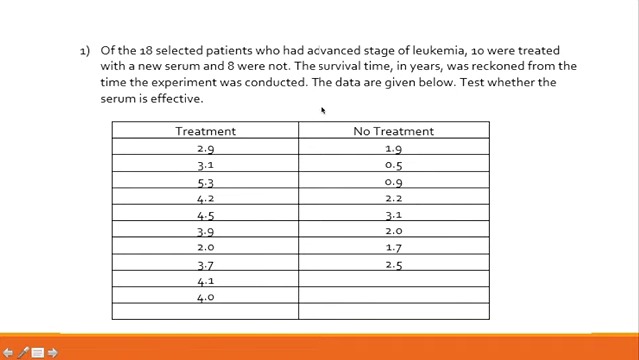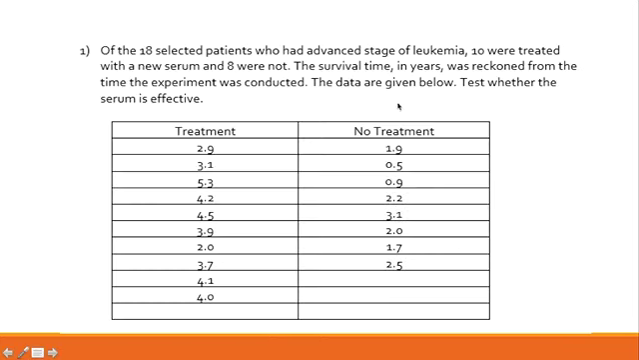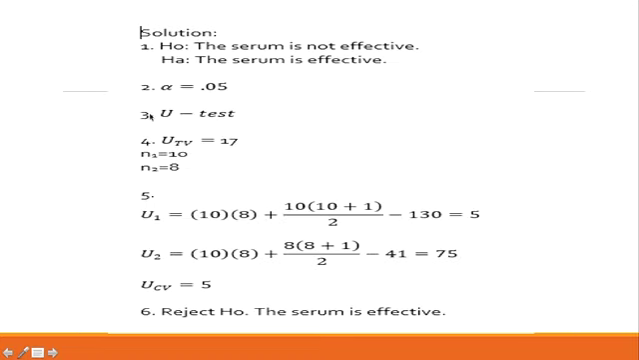Okay. But anyway, this will be the example that we're going to use. So that from here, it says to test whether the serum is effective. In our null hypothesis, we say that the serum is not effective, meaning to say that the mean of the treatment group is equal to the mean of the no treatment group. That is why the serum is not effective. But when we say that the serum is effective, therefore, the mean of the treatment group is not equal to the mean of the no treatment group.